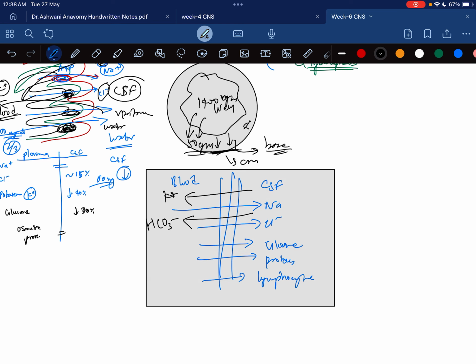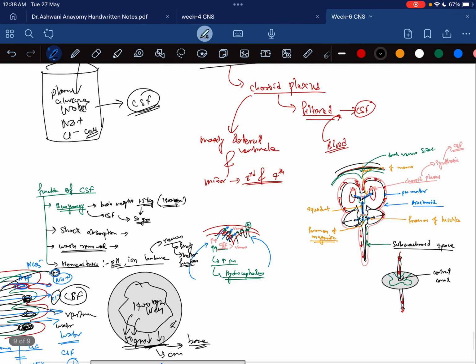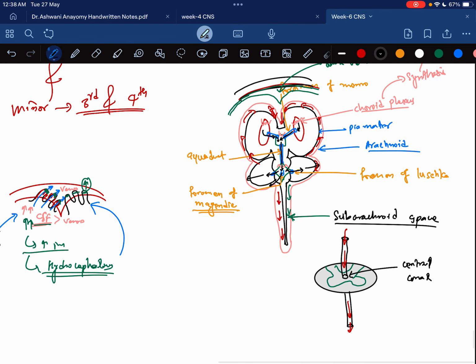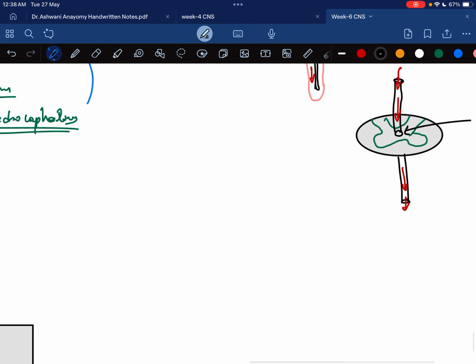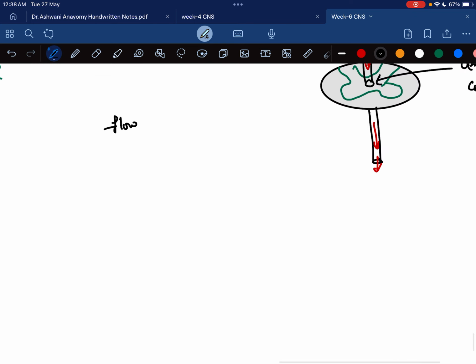After that, we have already discussed the content. Now moving on to absorption, there are the arachnoid villi, which we already discussed, with one-way flow and a pressure gradient. We have also discussed the flow, so I am going to write the flow pathway for the learning process.